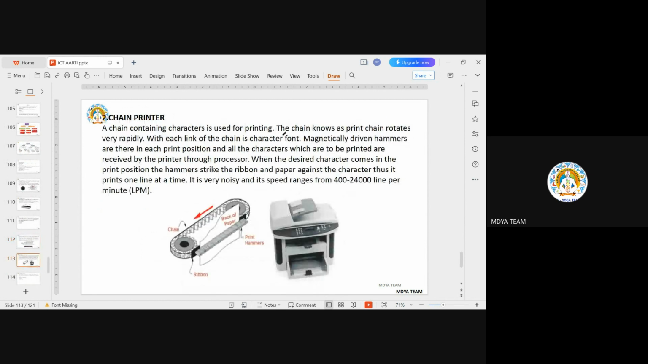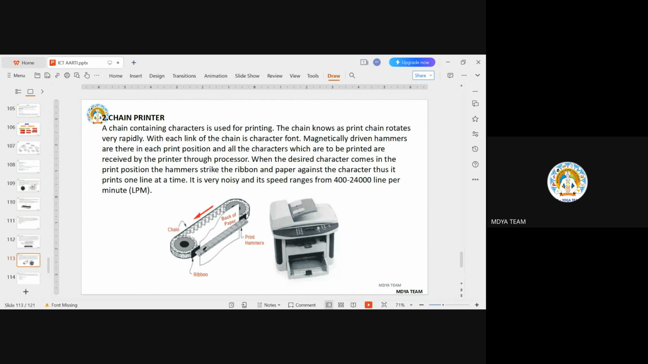And here is also a chain printer. In the chain printer, characters on a chain are used for printing. The chain, known as the print chain, rotates. In the drum printer, the drum is rotating. Now in the chain printer, there is a chain which rotates, and between the chain and the hammer there is a paper. So the hammer will strike the paper when the desired character comes in the rotation. With each link of the chain is a character font.